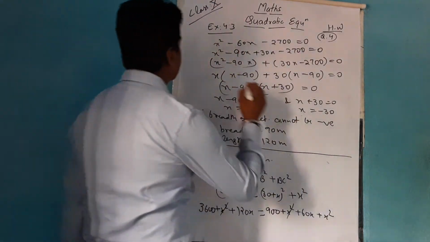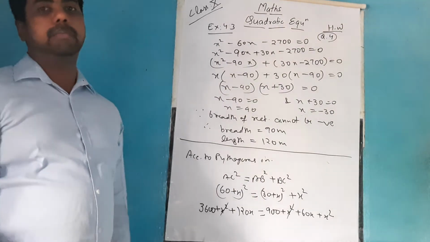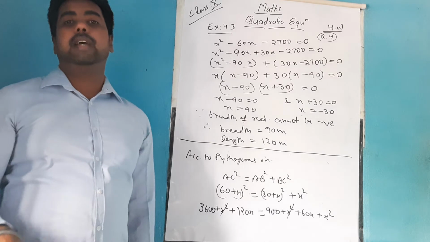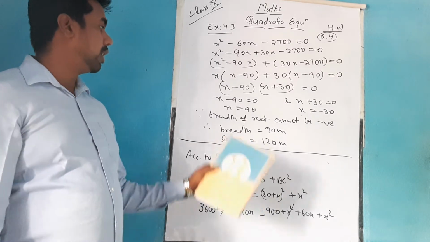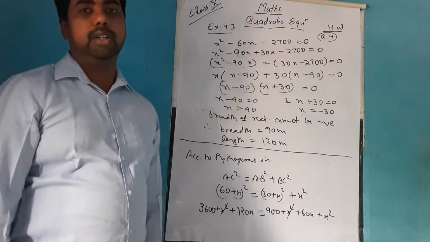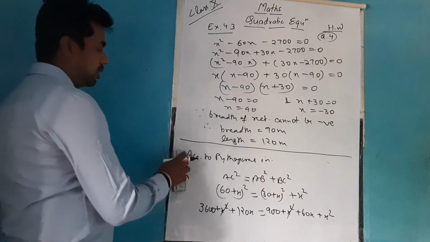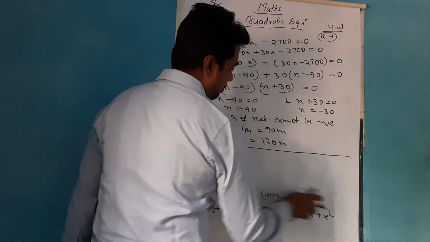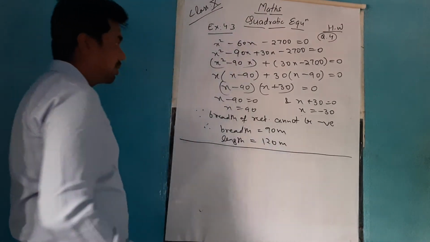This was question number 6. I hope this is clear: the breadth of the rectangle was not given, the length and diagonal were given according to the breadth, and we applied the Pythagoras theorem to solve it, and accordingly we got the answer as 90 meter and 120 meter. I hope this is clear now. So now I am moving to the next question. Question number 6 we have done.